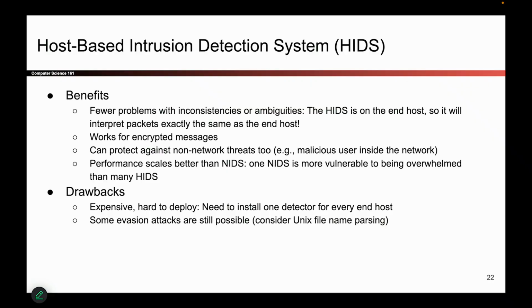And you have to tell them to update their detector. You might have to consume resources on their computer. So there are some downsides with cost. Also, we did solve most of the ambiguity problems, but there are still some evasion attacks that someone could do. So for example, if the HIDS doesn't know about the entire file system, there could be something to do with the file name parsing, but that depends on your HIDS and how much about the end host it knows.